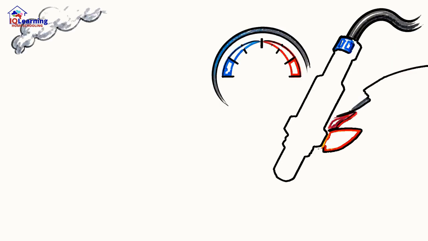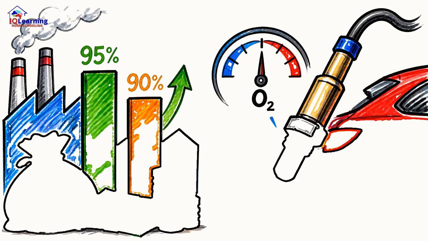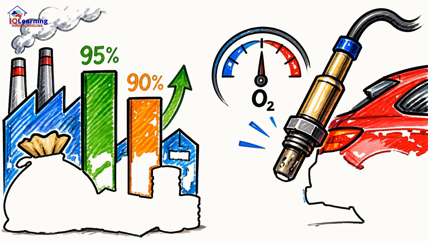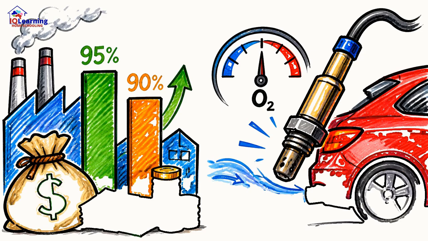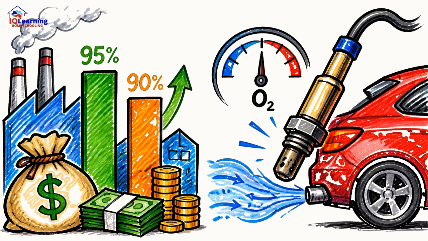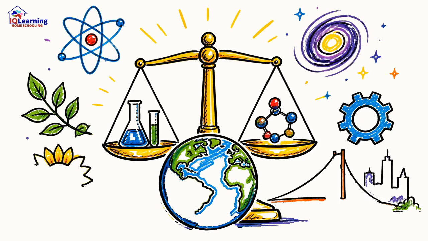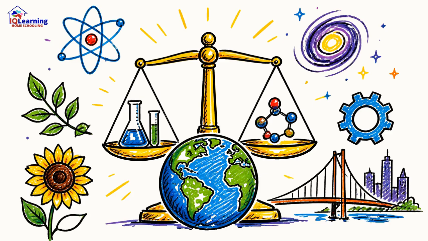This isn't just lab work. In a factory, a 95% yield versus a 90% yield can mean millions of dollars. In your car, an oxygen sensor performs real-time stoichiometry to optimize the air-fuel ratio, saving you gasoline. Stoichiometry isn't just numbers, it's the profound logic that proves our world is organized, predictable, and ultimately knowable.